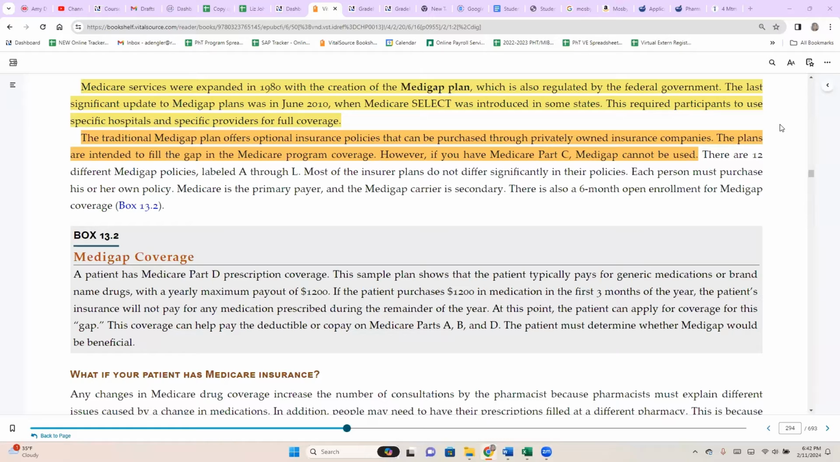So traditional Medigap plan offers optional insurance policies that can be purchased through privately owned insurance companies. The plans are intended to fill the gap in the Medicare program coverage. However, if you have Medicare Part C, you cannot use or obtain Medigap.